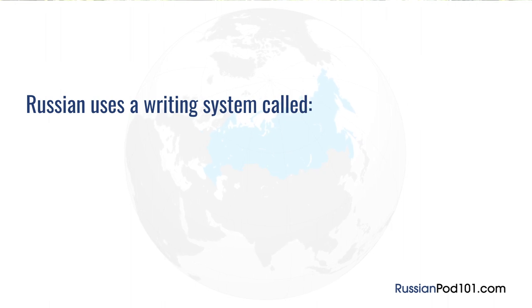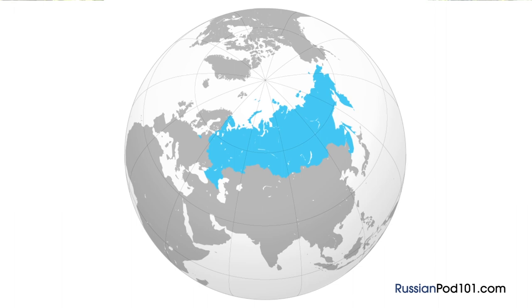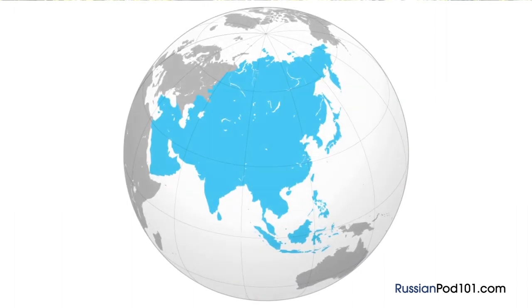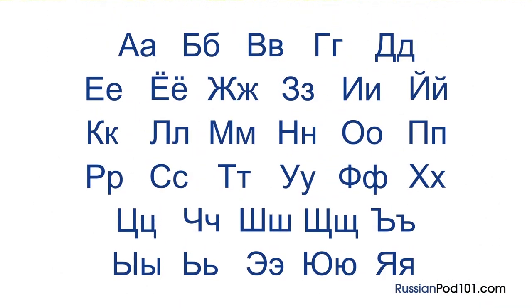Russian uses a writing system called Cyrillic script. Besides Russia, Cyrillic script is used in parts of Europe and Central Asia, although each country has its own modified Cyrillic script. There are 33 letters in the Russian alphabet: 10 vowels, 21 consonants, and two other signs, which don't have a sound on their own. What those two signs do is modify the consonant sound that comes before them. So there's a hard sign and a soft sign.